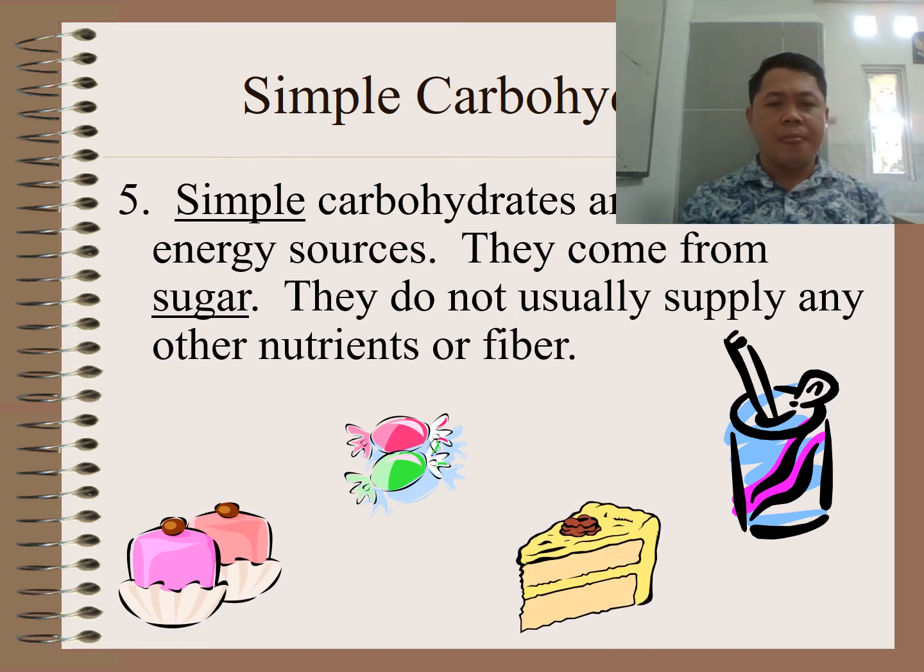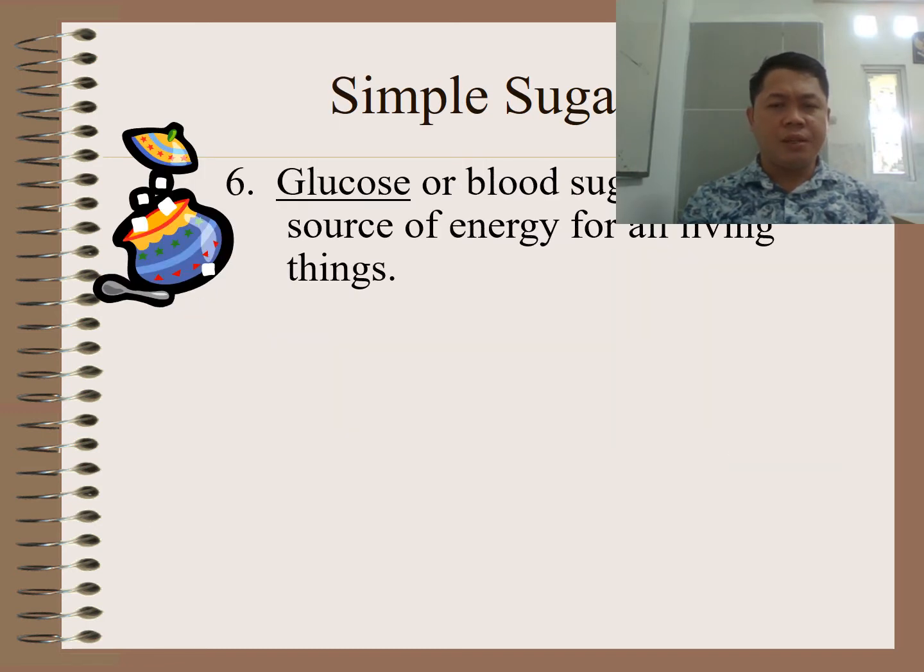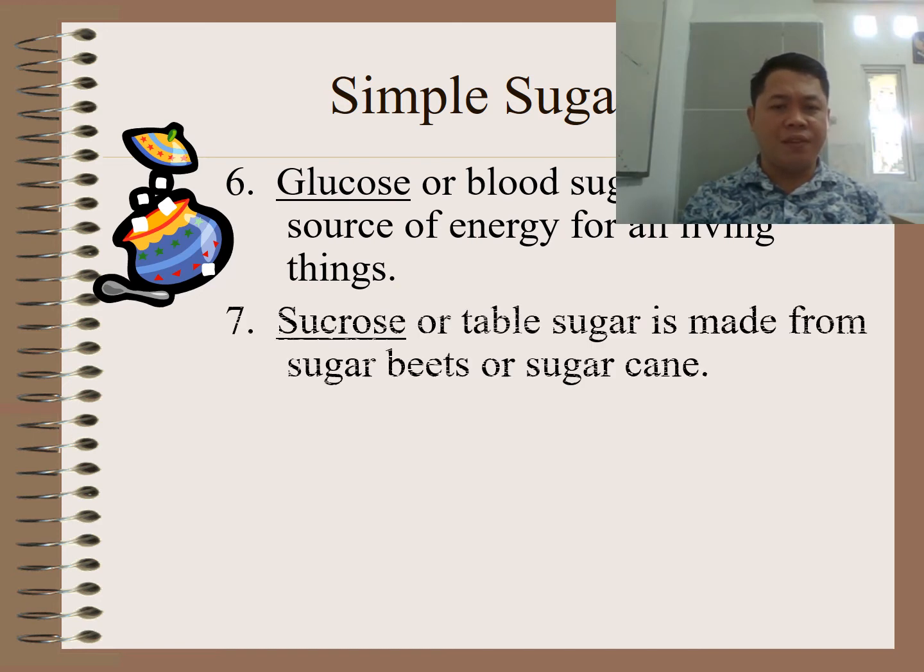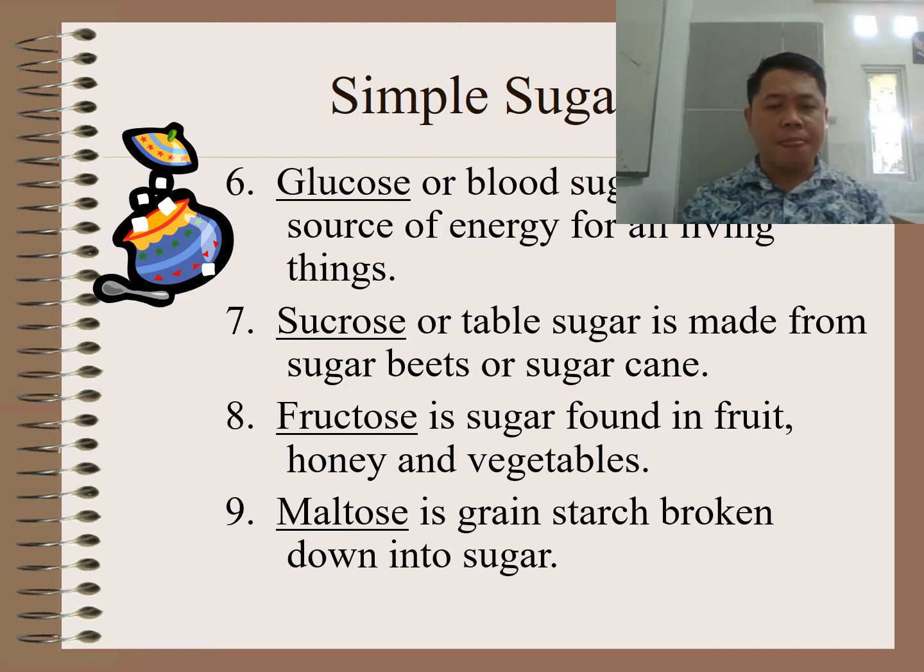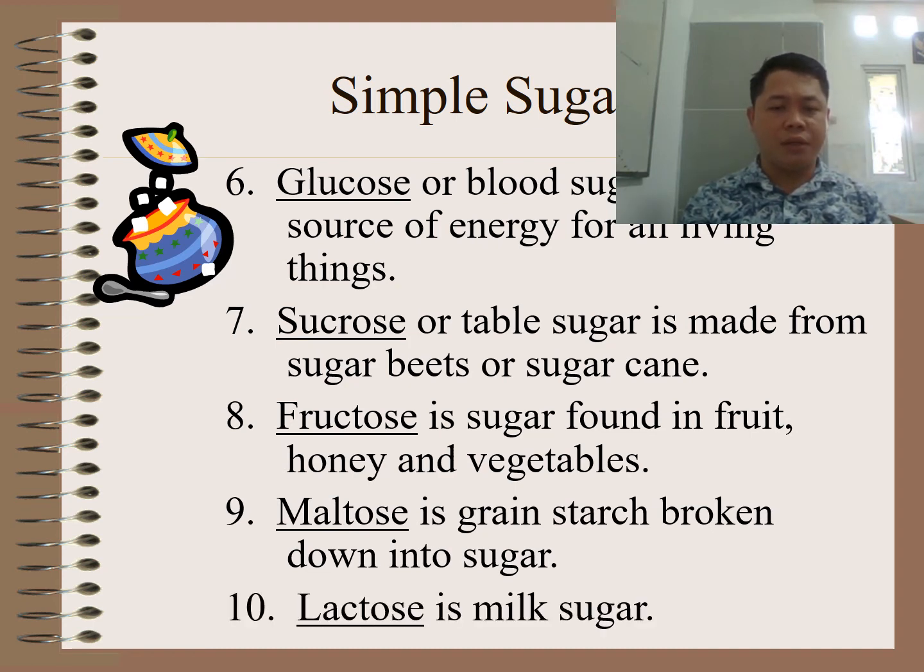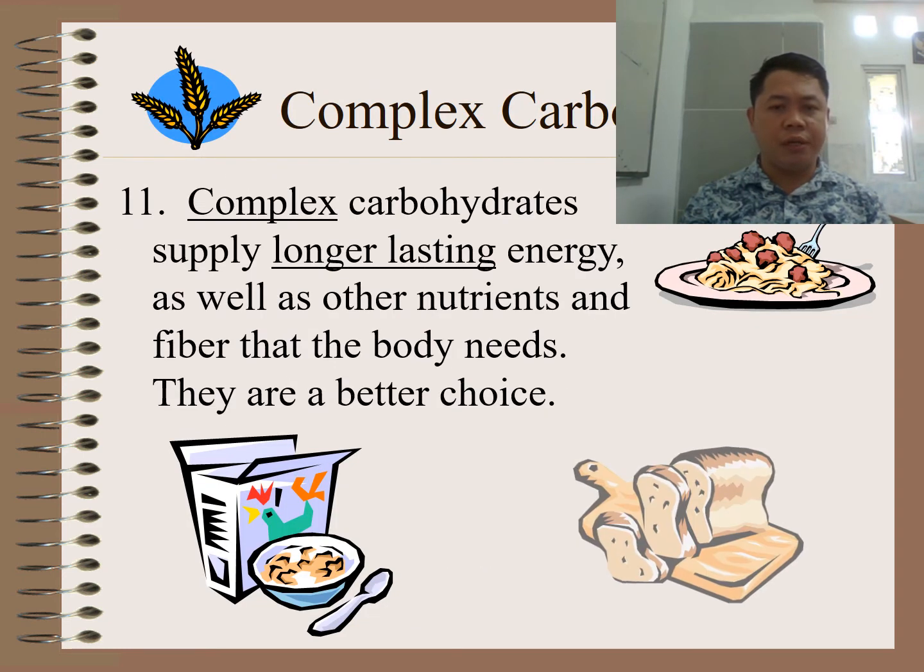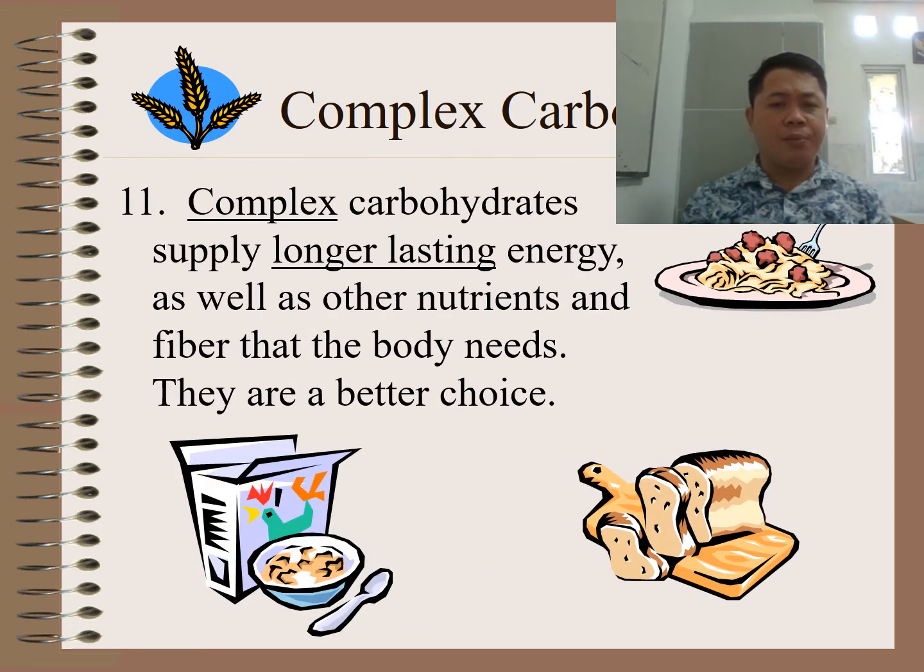Simple carbohydrates are quick energy sources. They come from sugar. They do not usually supply any other nutrients or fiber. Simple sugars like glucose, or blood sugar, is the basic source of energy of all living things. Sucrose or table sugar is made from sugar beets or sugar cane. Fructose is a sugar found in fruit, honey, and vegetables. Maltose is grain starch broken down into sugar. Lactose is milk sugar.